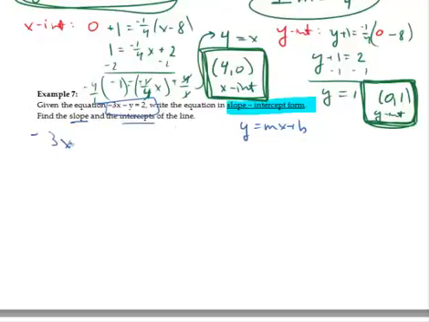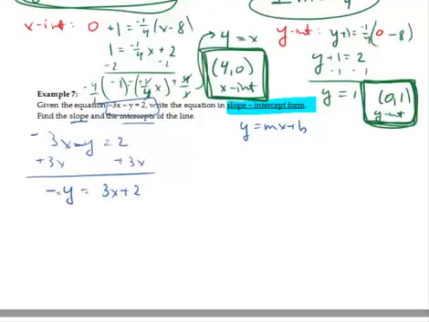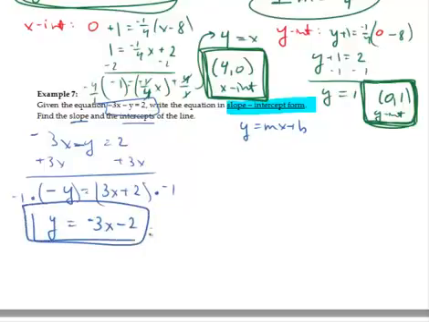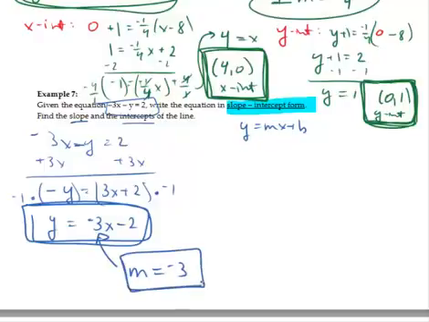So if we have negative 3x minus y equals 2, it actually just means we have to get y by itself over here. So if we add the 3x to both sides, we have negative y equals 3x plus 2. And to get rid of this negative, we'll multiply both sides by negative 1. So we get y equals negative 3x minus 2. There's our equation. Now the slope, hey, look at that right there. Slope equals negative 3. Yay.